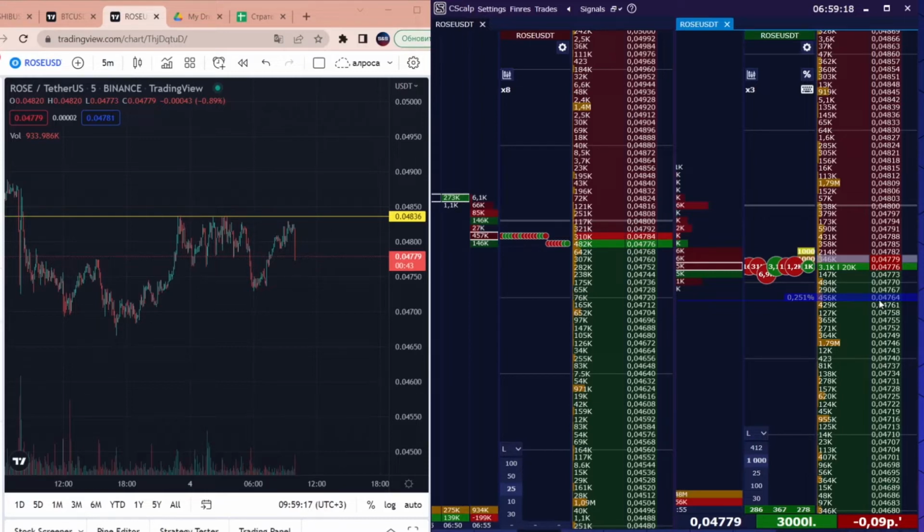The answer is to load the position in advance. However, early loading into a position has its own characteristics. The goal of early loading is to average the price so that the average entry point before the breakout is as profitable as possible. Let's see how it works.